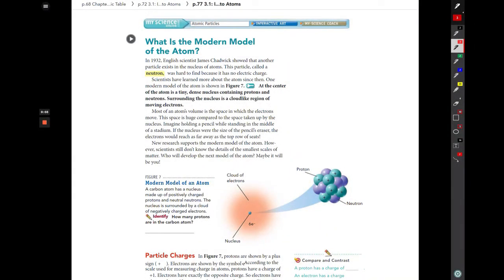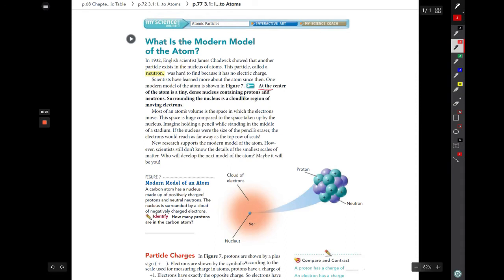Today I would like to continue talking about Chapter 3, Lesson 1. Today we're going to cover pages 77 through 79, talking more specifically about the atom and the parts that make up the atom. So your key sentence here is a very important key sentence that sort of wraps all this stuff up into one spot.